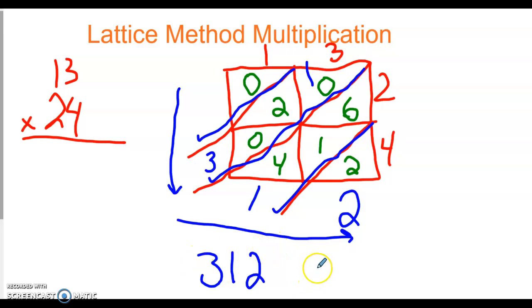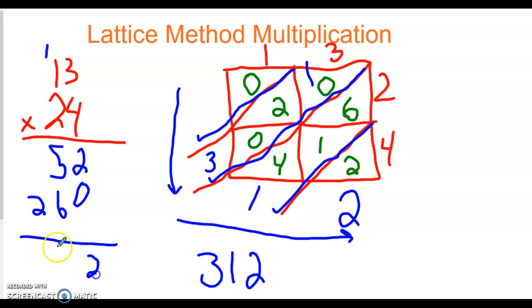If you want, check your work with a calculator or do the standard algorithm again. I can do that real quick. I know 3 times 4 is 12, carry the 1. 4 times 1 is 4 plus 1, 5, so 52. Put my 0 there because I can't park in the 1s anymore. 2 times 3 is 6. 2 times 1 is 2.